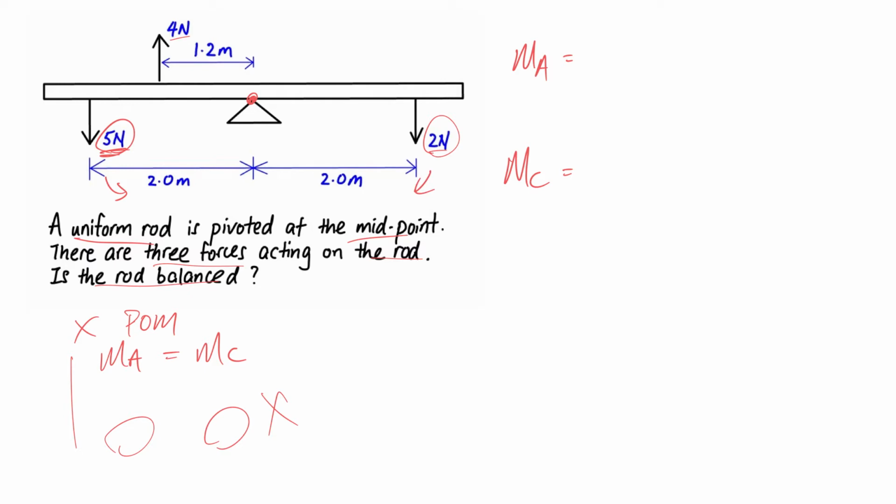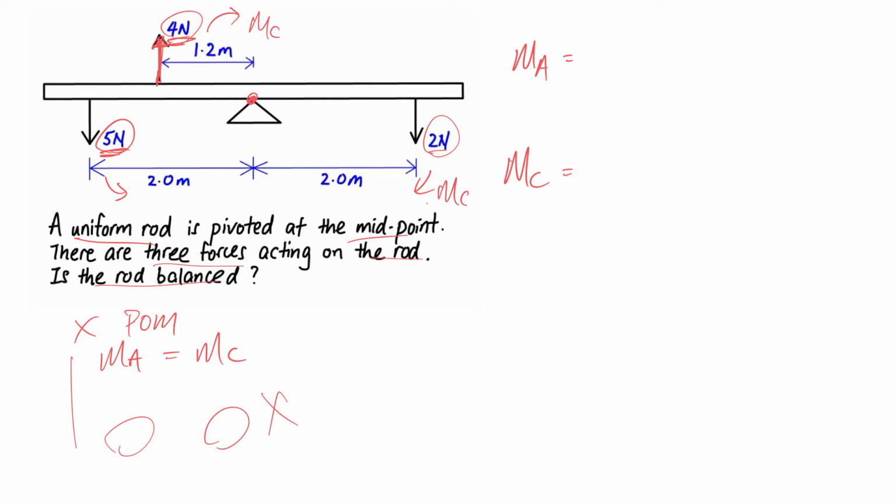These two are more obvious, but for the 4 Newton here, now you have to understand that the force on the left hand side of the pivot does not always create an anti-clockwise moment. It depends on what is the direction of the force. So in this case, this 4 Newton is upwards, and it's going to pull the rod up and rotate it in the clockwise direction. So this 4 Newton is going to create your clockwise moment, just like the 2 Newton.